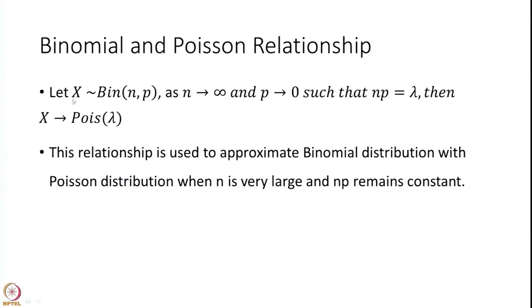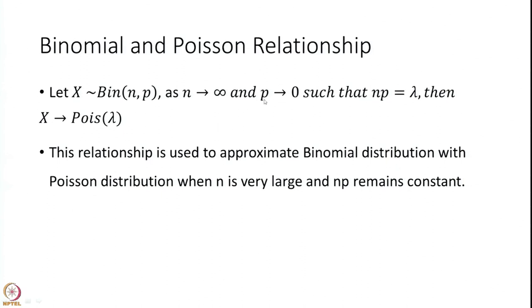The relationship is this: if you assume that x follows a binomial distribution with parameters n and p, it means that you have conducted n independent Bernoulli trials, where the probability of success is p. Then as n tends to infinity, and the probability of occurrence p tends to 0, in such a way that np, the average of the binomial distribution, remains constant, x tends to a Poisson distribution with parameter lambda, which is the average value of the binomial distribution.